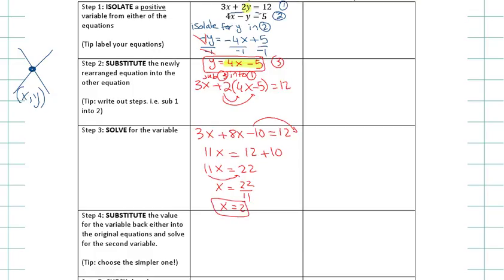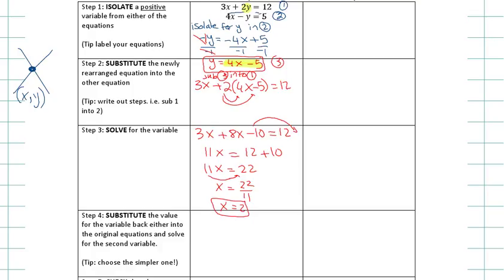So what I was doing here is isolating for x. I want to leave x by itself. In order to leave x by itself, first I have to collect like terms. So I collected the 3 and the 8 to give me 11x. Then I brought the negative 10 over to become plus 10, because I want like terms on one side.